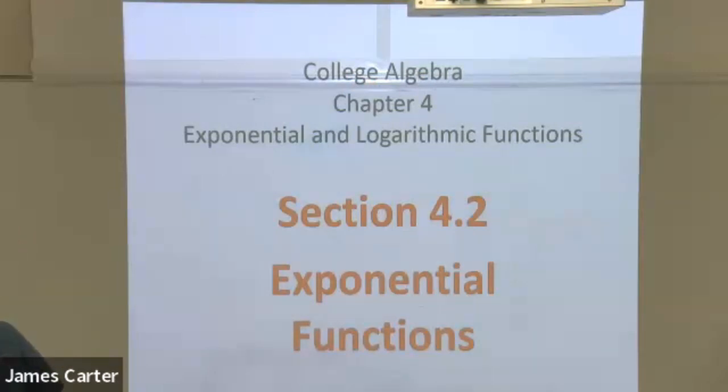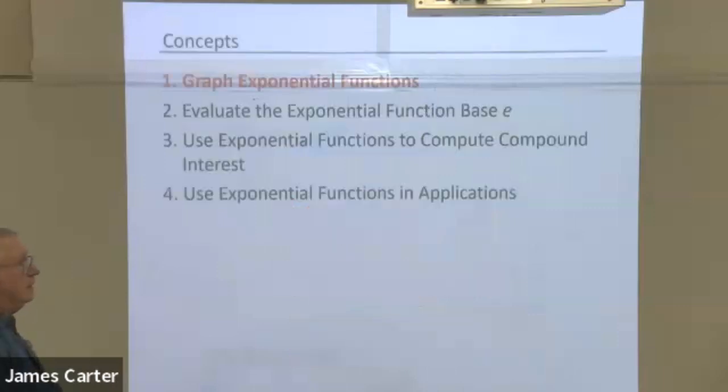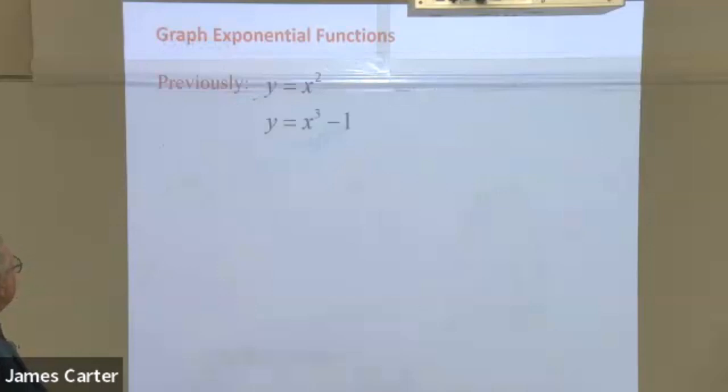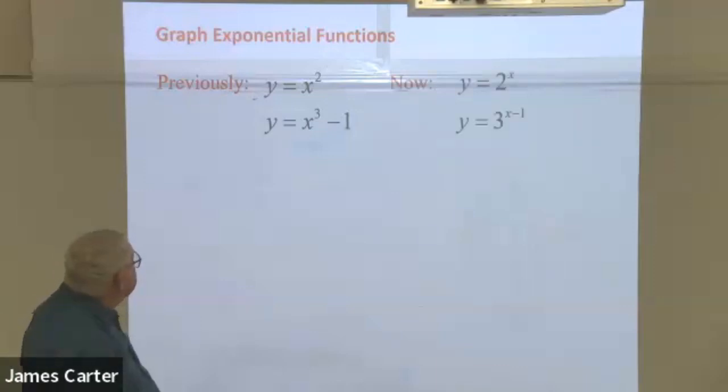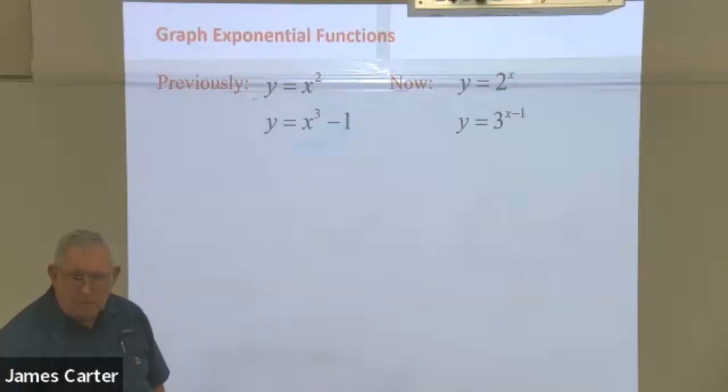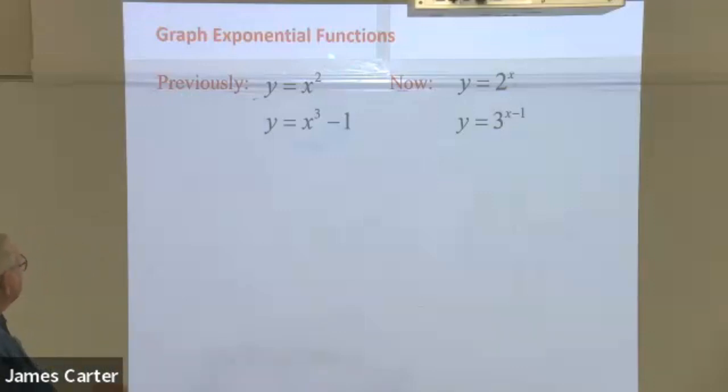Now we're leading into exponential functions. Previously, we've had things like this where the base was a variable and a number was a power. Now the difference is the base is going to be a number and the power is going to be the variable. So these are exponential functions, ones that would look like this. So that's the difference between basic exponents and exponential functions.